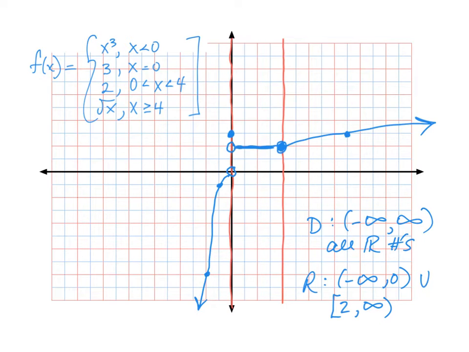We can also write that as follows. The range is y such that y is less than 0 or y is greater than or equal to 2. So there is a gap in the range.